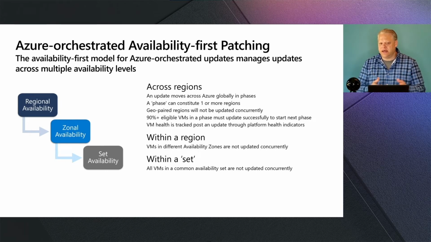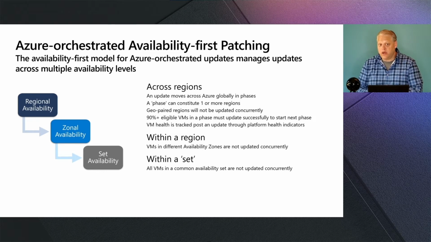And as that zone reaches 90% or greater in success of installing that patch, it'll move to the next zone, and then finally the third zone. Once a region is updated, it'll start rolling out to other regions. And so we do it first by regions and then zones, and then specifically within your availability set.